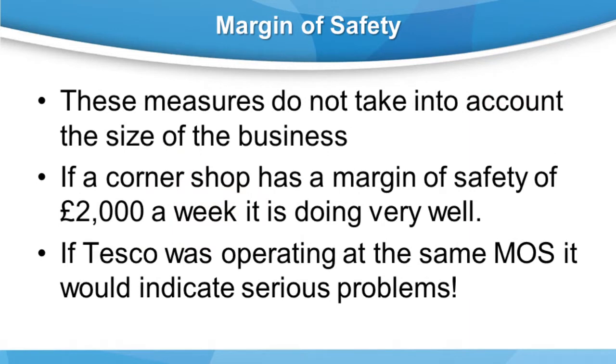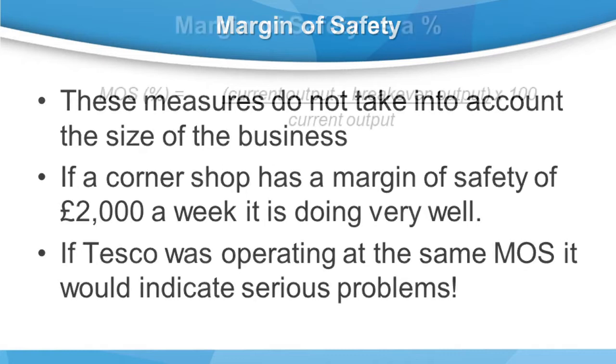The problem with both of the previous measures is that they take no account of the size of the company. Imagine a small shop with a margin of safety of 400 units. This is probably safe, as they may sell 500 units a week. However, a large business with the same margin of safety of 400 units may be selling 20,000 units a week, and so to be within 400 units of the break-even point would be considered very risky.